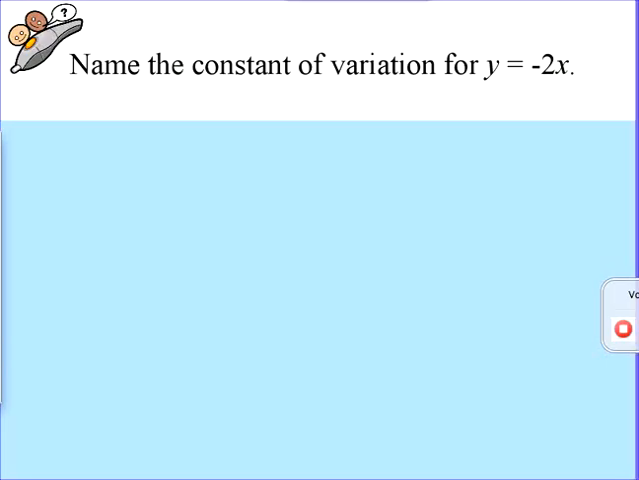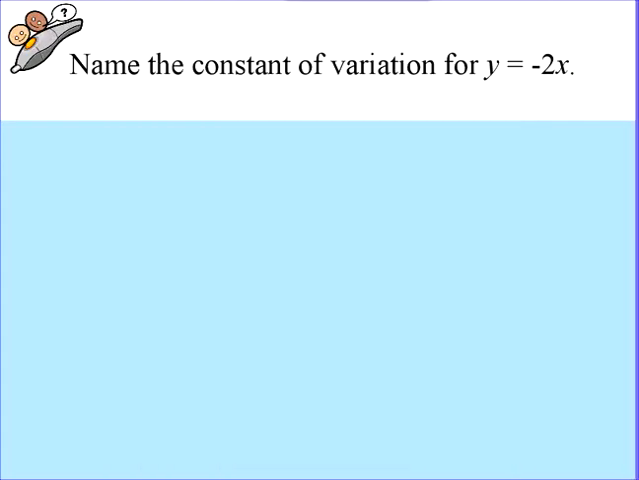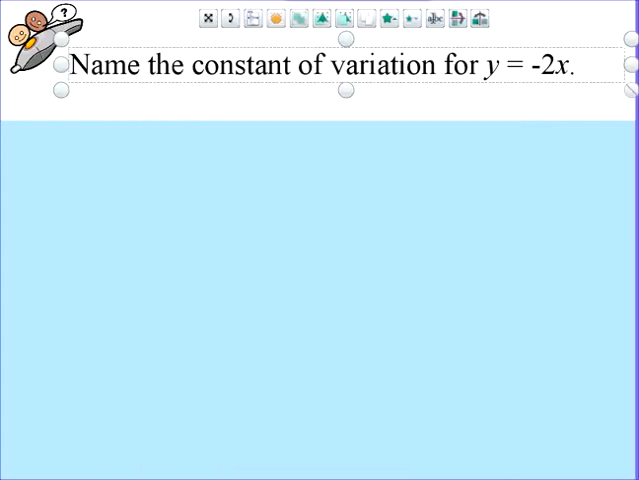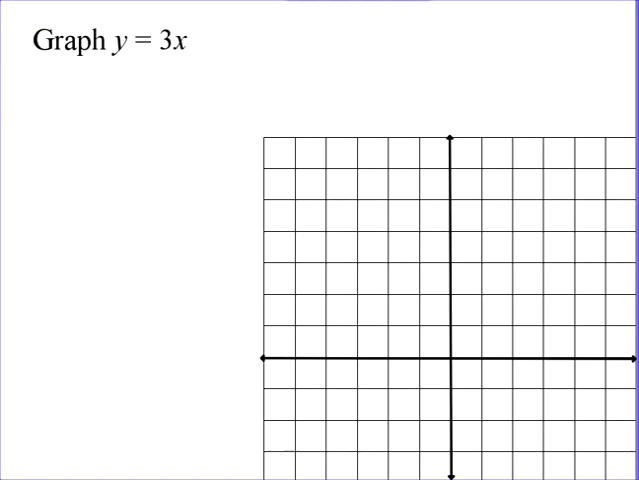All right, so let's see what you got. Name the constant of variation, and the constant of variation is -2. Nice job. Remember, the constant of variation is nothing more than that number. That's it. Now, what would the slope of this be? -2. Okay?